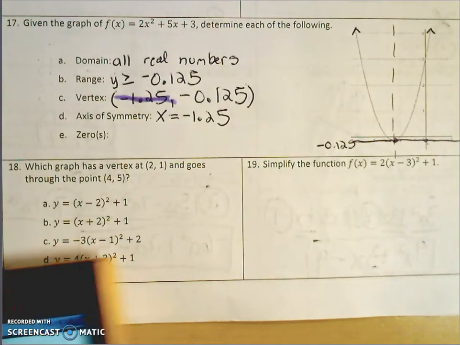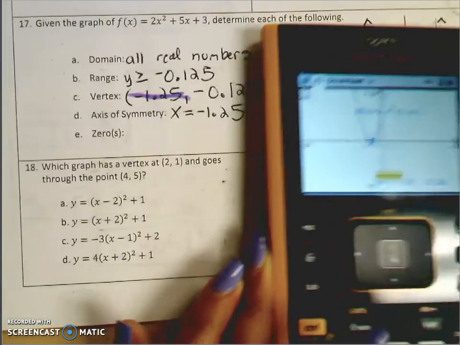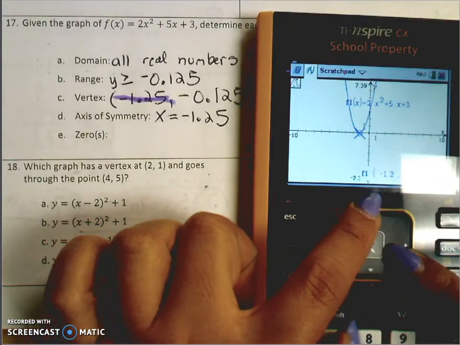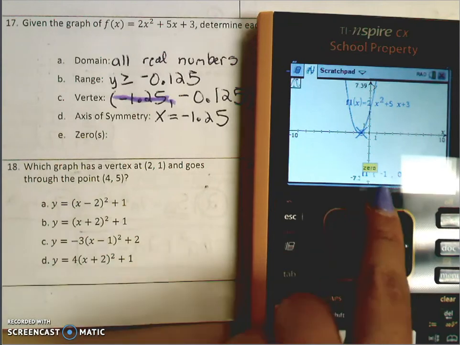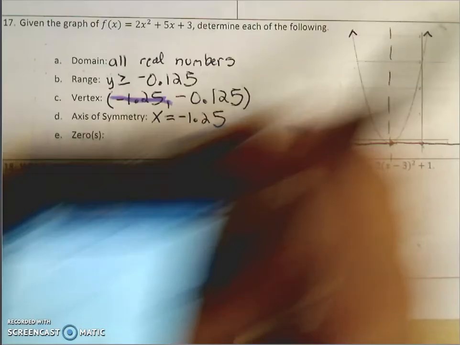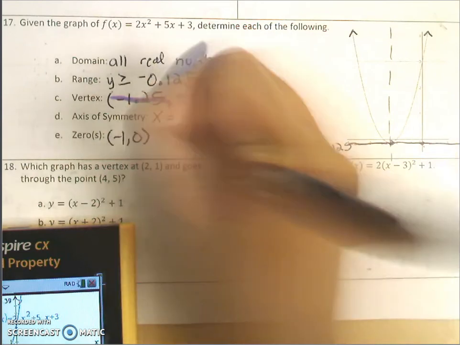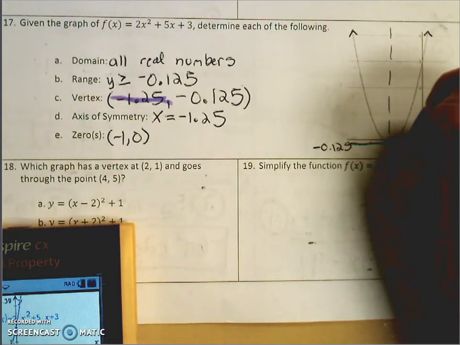Okay, so if I go back to my calculator, remember how I hit the trace? And so it tells me my minimum, but if you scroll around, it'll also tell you what your zeros are. And remember, zeros is just another word for x-intercepts. Okay, so one zero is at negative 1, comma 0. And that's going to be this point right here.